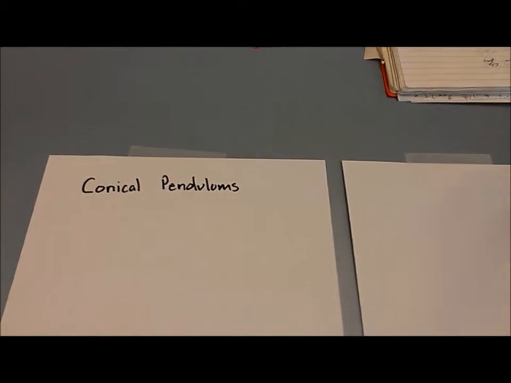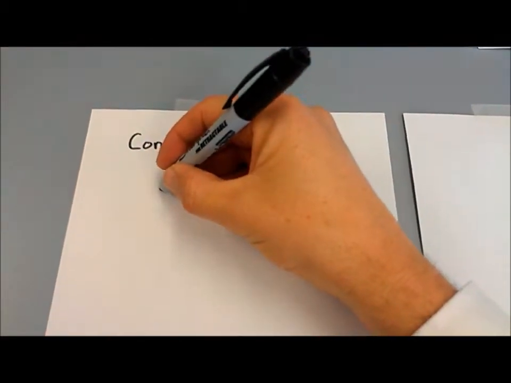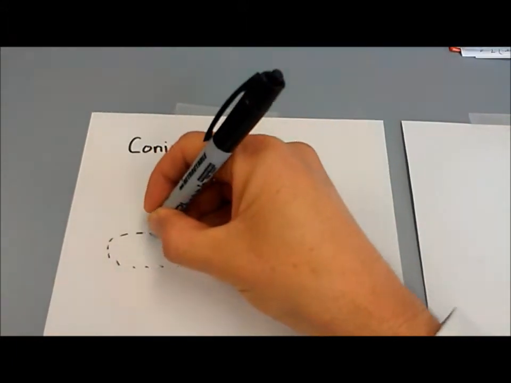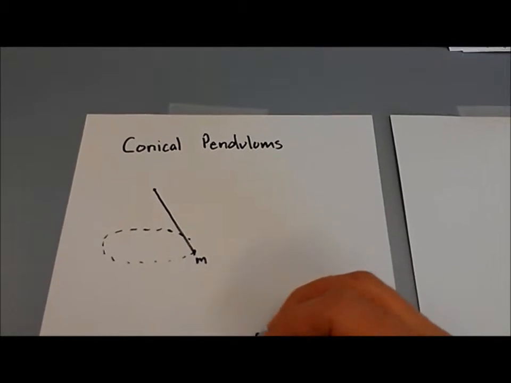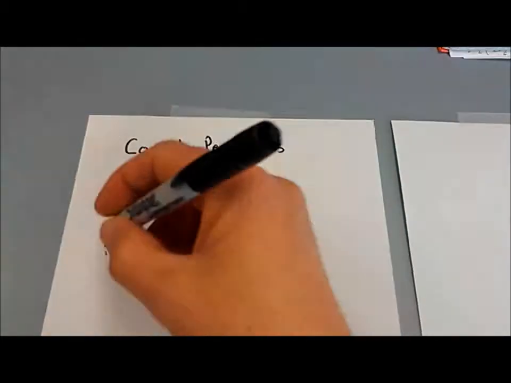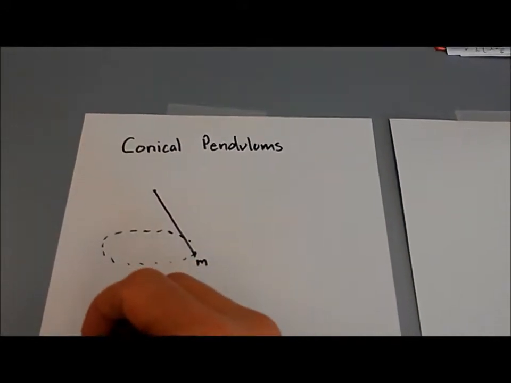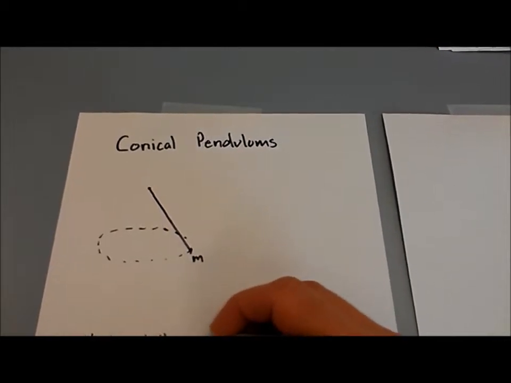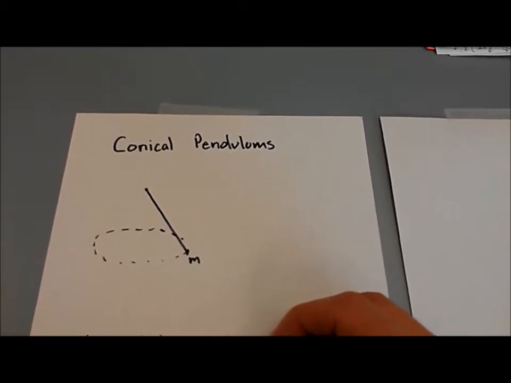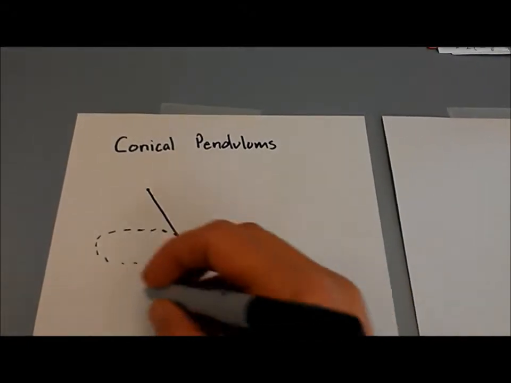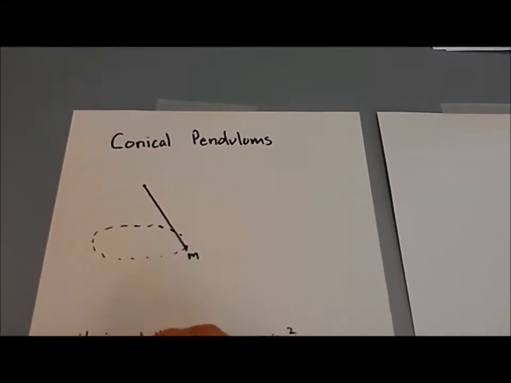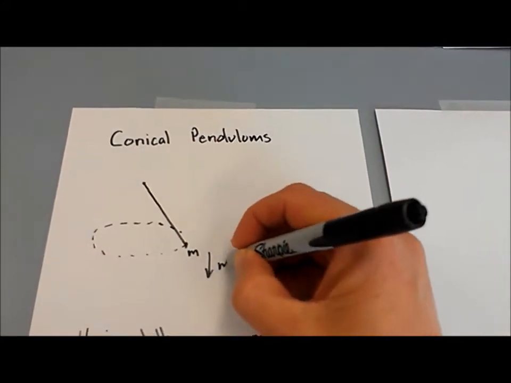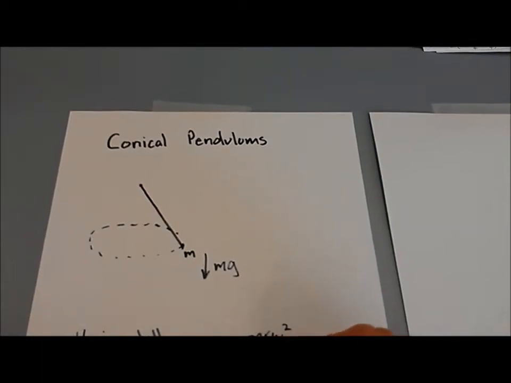The idea is that here we have this string connected down to a mass of weight m, and the mass is swinging in a circle. Because it's in uniform circular motion, horizontally the forces acting on it must add up to m r omega squared. And vertically, because it is swinging in a horizontal plane, the forces acting on it must equal mg.